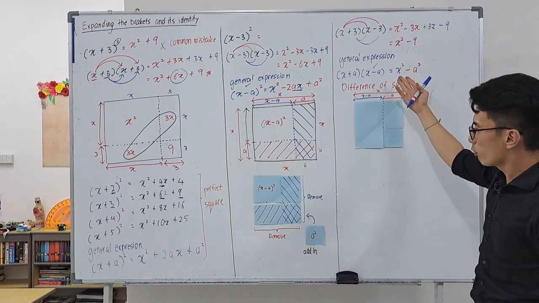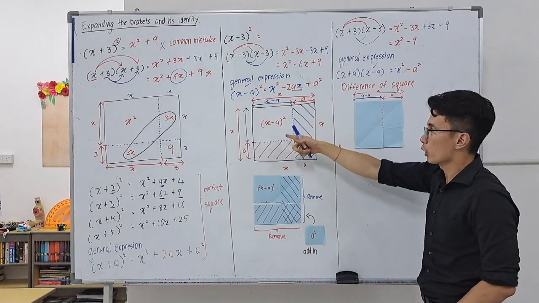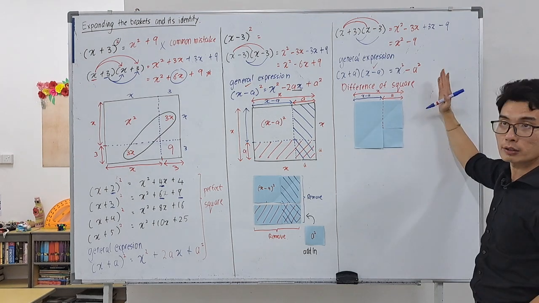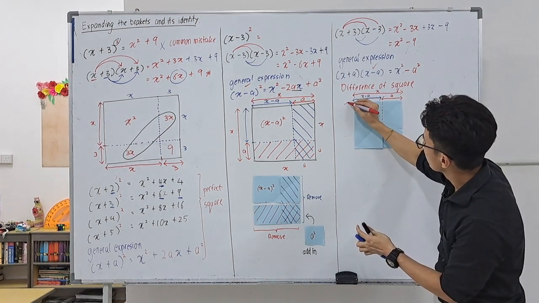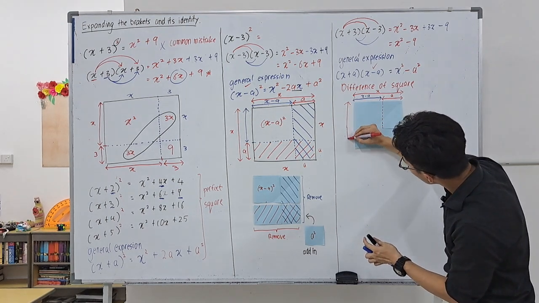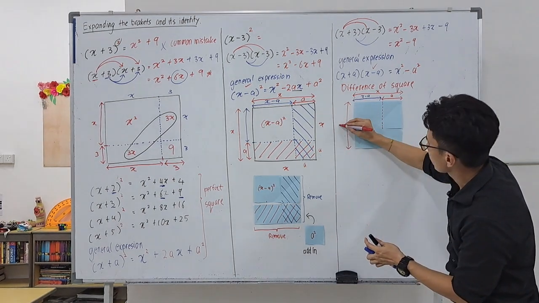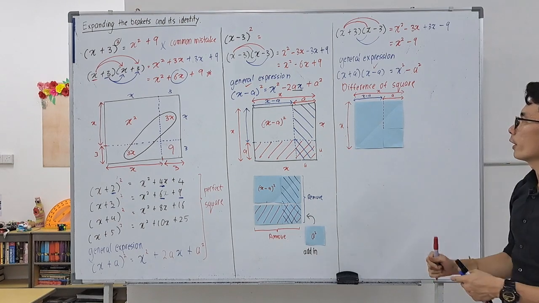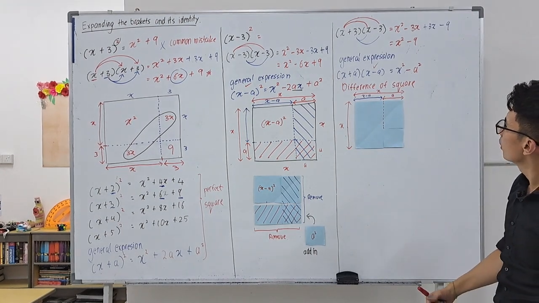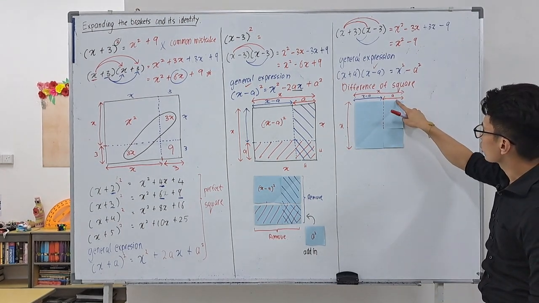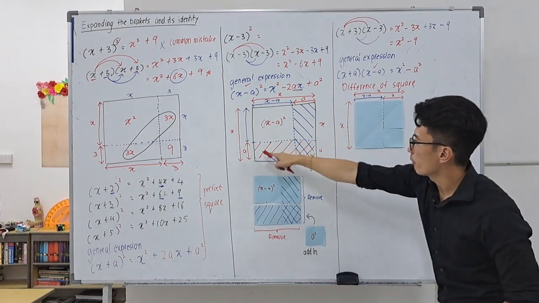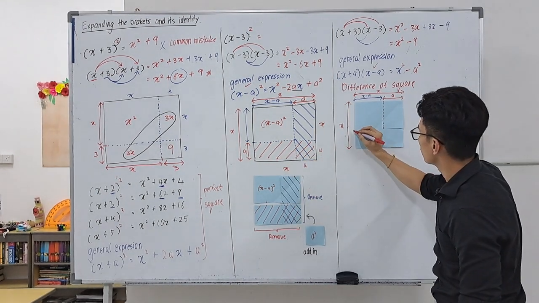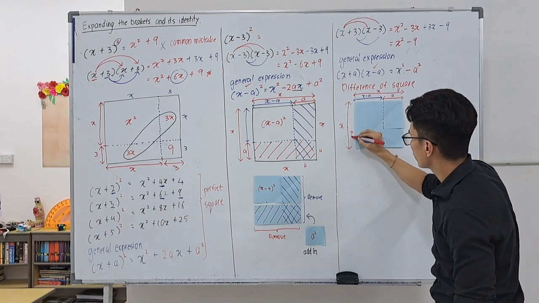Again, where's my x squared? We have already established where x squared is in this diagram. That's going to be the whole thing. So if my x is over here, my x is over here as well. This whole blue square, that's x squared. Now where's my a? My a is over here. We have already established where a is, so that's going to be somewhere around here.